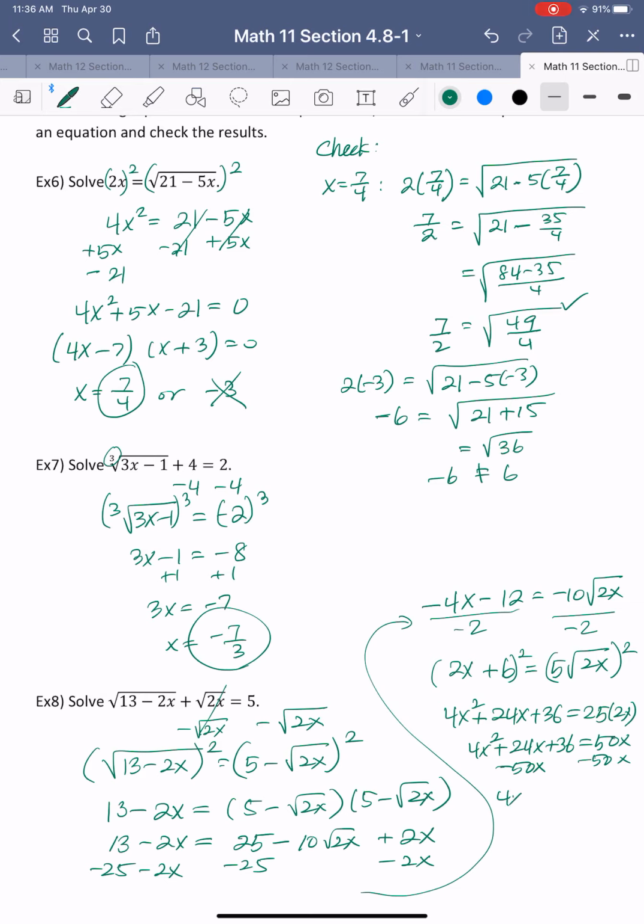You get 4x squared minus 26x plus 36 equals 0, and divide by 2. And then you get 2x squared minus 13x plus 18 equals 0. It's factorable: 2x minus 9 times x minus 2. So x is 9 over 2 and 2. But 9 over 2 won't work for the equation.